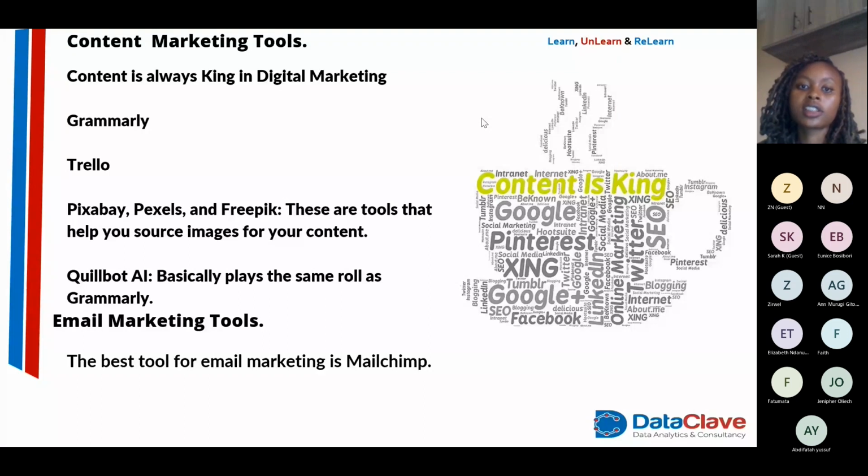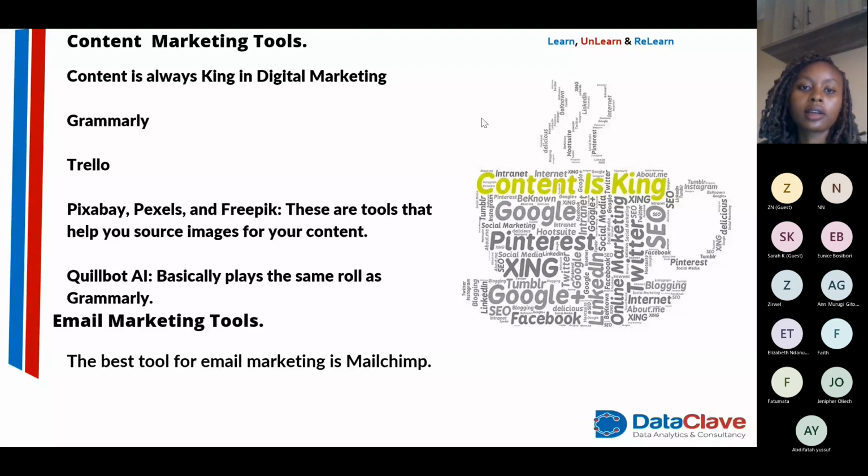Then you have Trello. This is another ideal tool for keeping track of tasks and projects, and also project management. For more organization, I definitely advise you to use Trello. Maybe you're doing social media content, you're also doing blog content, there's SEO you're doing at some point. Trello really helps with that. You can just divide the tasks and also the action steps according to how you want to do them.